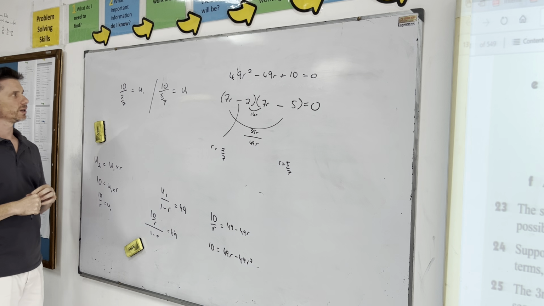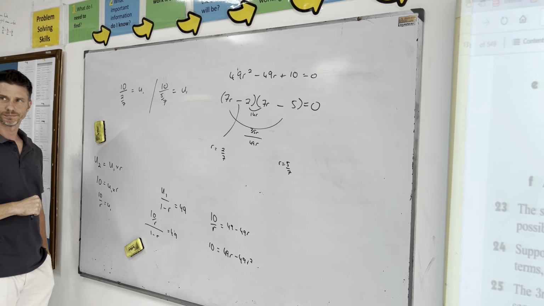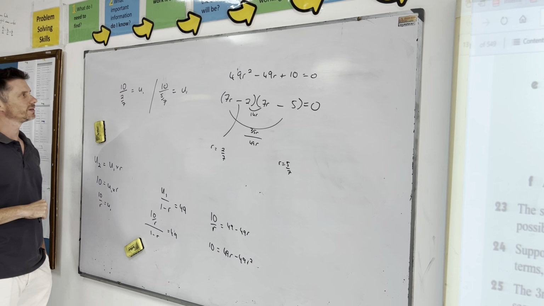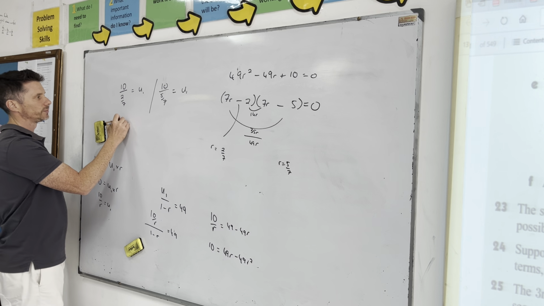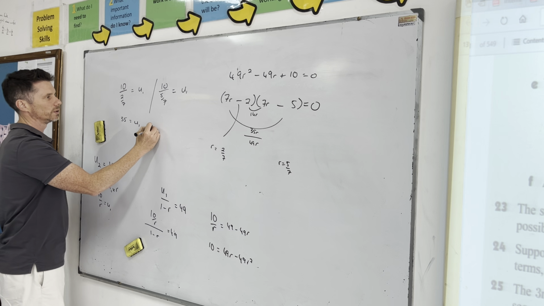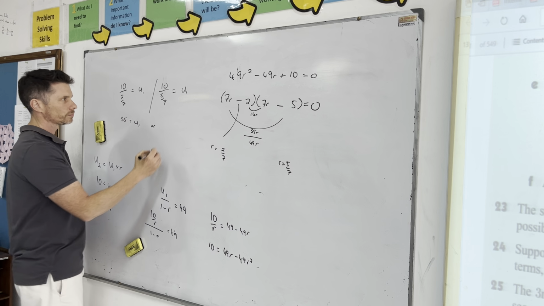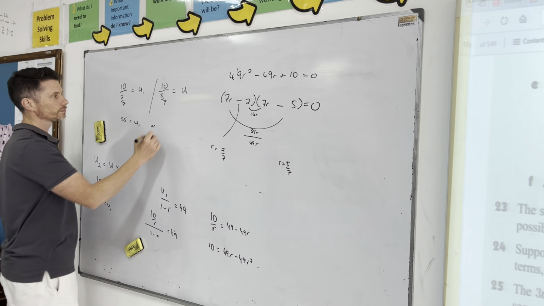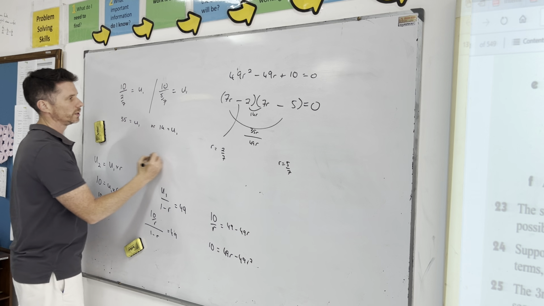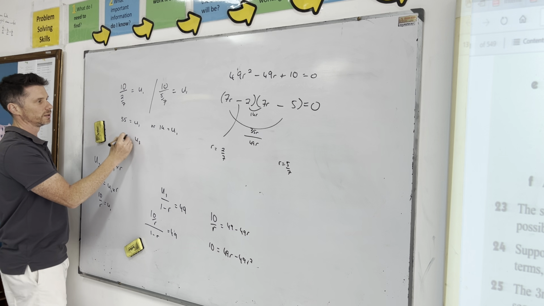How do I divide 10 by 2 sevens? Keep, change, flip. Times 7. 70 over 2, 35. 35 could be U1 or, that's 14, 75 by 14 could be U1. Okay, what's U3 then?